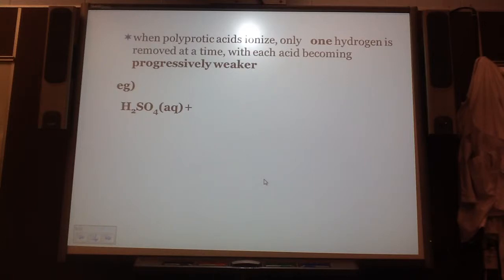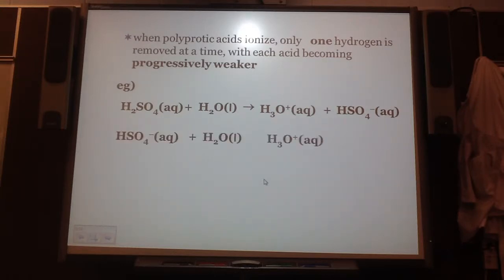So like we have our H2SO4 with H2O, makes H3O+ and HSO4-. Now, as we've discussed before, you can take that HSO4-, react it with water, but now, because you're smarter, you use the equilibrium arrows, because now you know specifically that that is a weak acid.